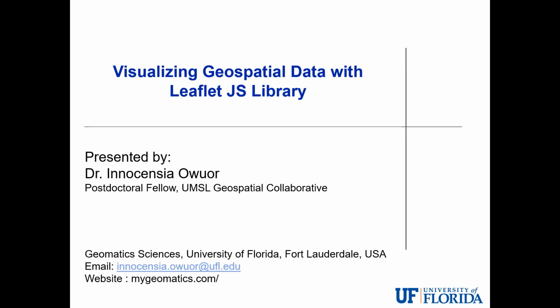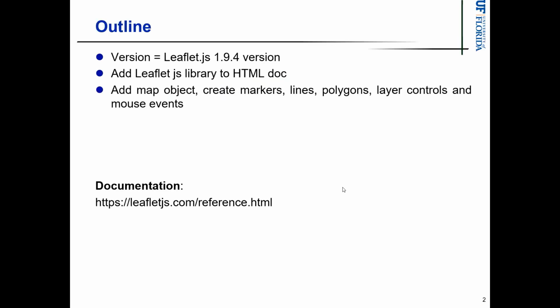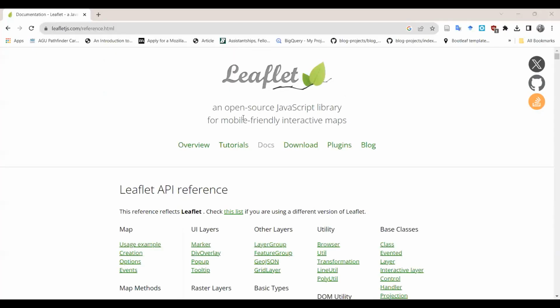And it offers them functionality such as zooming, panning, and the creation of vector layers such as polygons, lines, and raster data. I will begin by showing you how to pull the Leaflet JavaScript library to your HTML document and how to create a map object over which we'll create markers, lines, polygons, layer controls, and mouse events.